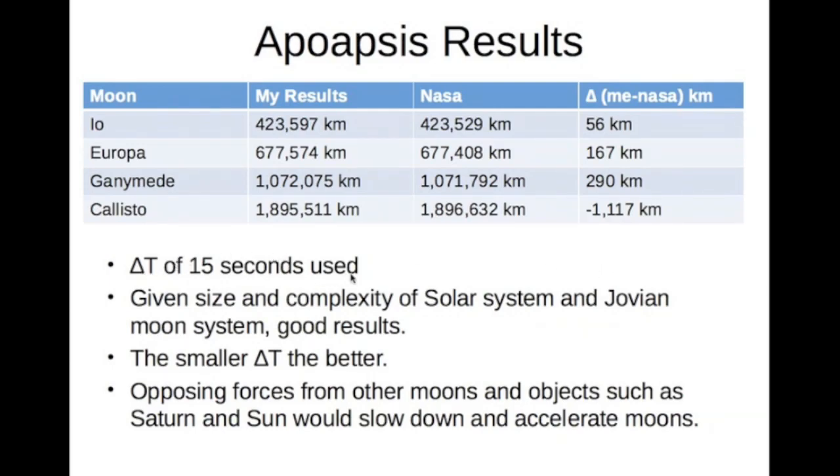A delta t of 15 seconds was used, but you do need a small delta t value here. Given the size and complexity of the solar system and Jovian moon system, I do believe these are very good results. Well, the smaller the value of delta t, the better. You can give it a shot yourself. The opposing forces from other moons and objects such as Saturn and the Sun would slow down and accelerate the moons, which may account for these variances, but again, not a lot.